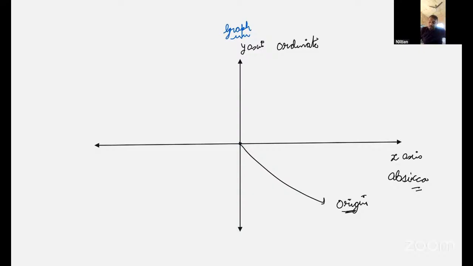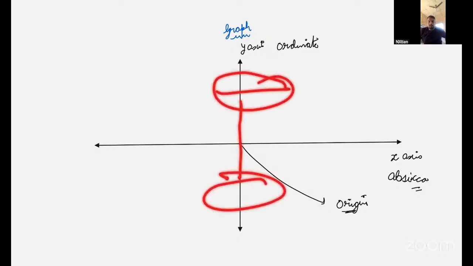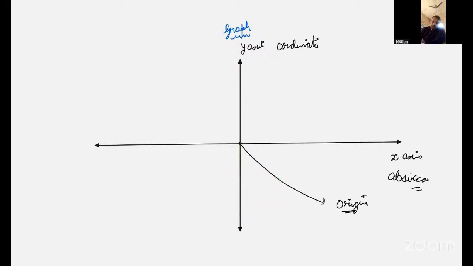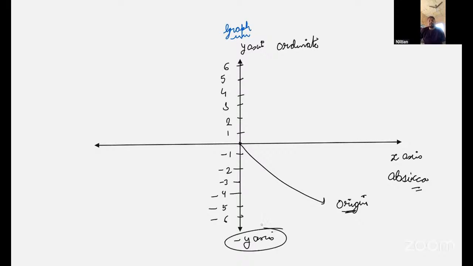Now listen, guys. Because of the x-axis, the y-axis is divided into two parts: the above y-axis and the below y-axis. The above y-axis is called the positive y-axis, like +1, +2, +3, +4, +5, and then +6. Like this, it will go up. Now the below y-axis is called the negative y-axis: -1, -2, -3, -4, -5, then -6, and then 0. This is called -y. Are you getting this? Say yes or no?